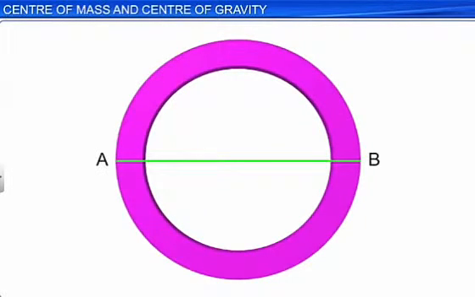Now let us find the center of gravity of an annular ring. Fix a wire AB along the diameter of the ring. Fix another wire CD along a different diameter of the ring. The intersecting point of these two wires represents the center of gravity of the annular ring.